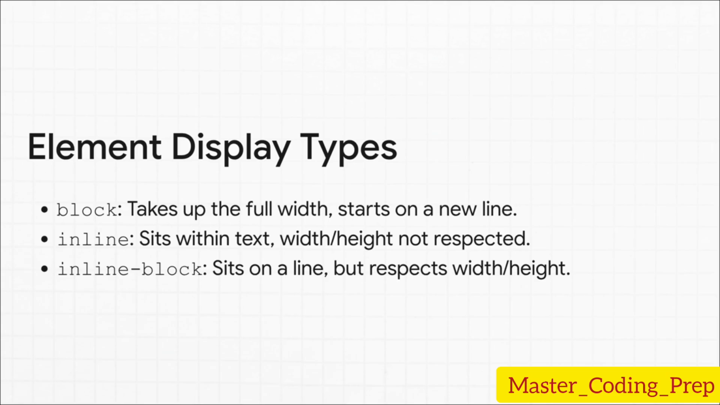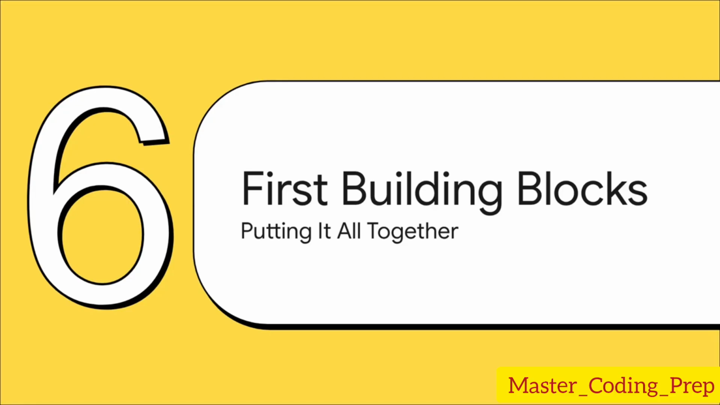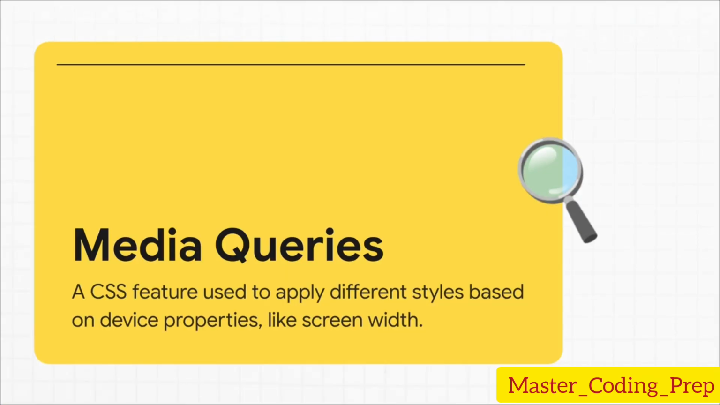All right, so we have our HTML structure, our blueprint, and we have our CSS, our style and decoration. When you put these two together, you can build just about anything. But there's one last piece to the puzzle. How do you make a site look great on a tiny phone and on a giant desktop monitor? The magic trick for that is something called media queries.